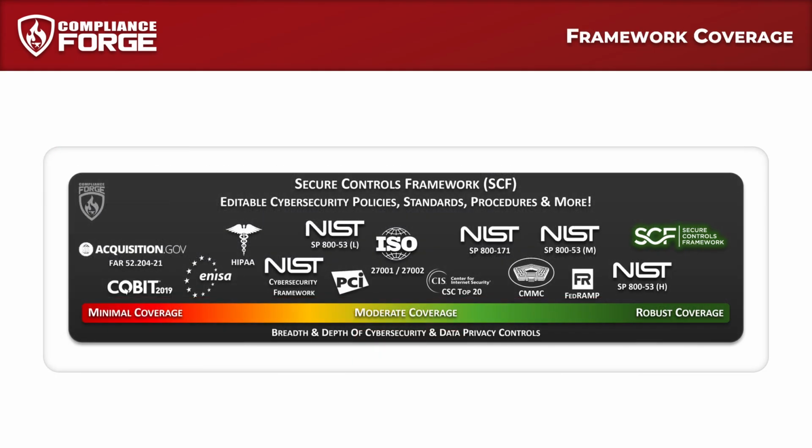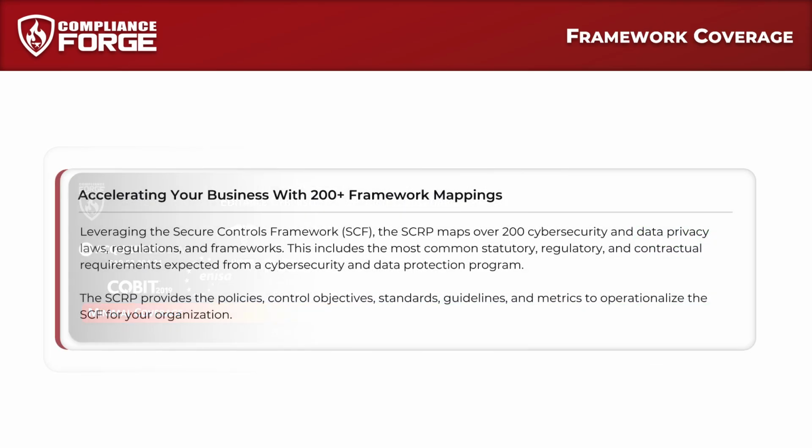Framework coverage. Accelerating your business with over 200 framework mappings. As a visual, here is where the Secure Controls Framework sits on the spectrum of cybersecurity frameworks, providing robust coverage rather than specializing in one framework. Leveraging the SCF, the SCRP maps over 200 cybersecurity and data privacy laws, regulations, and frameworks.